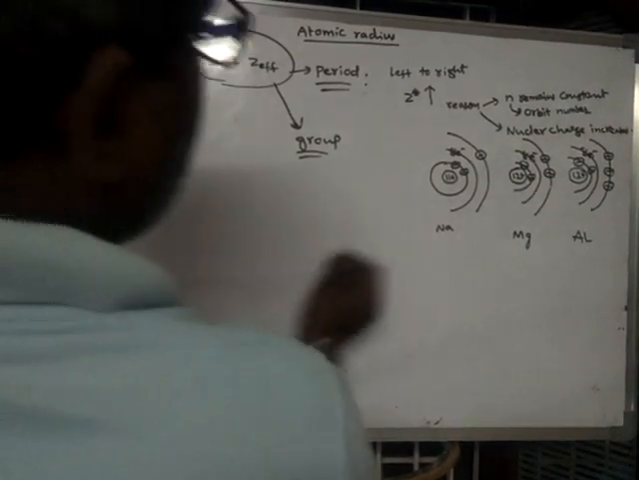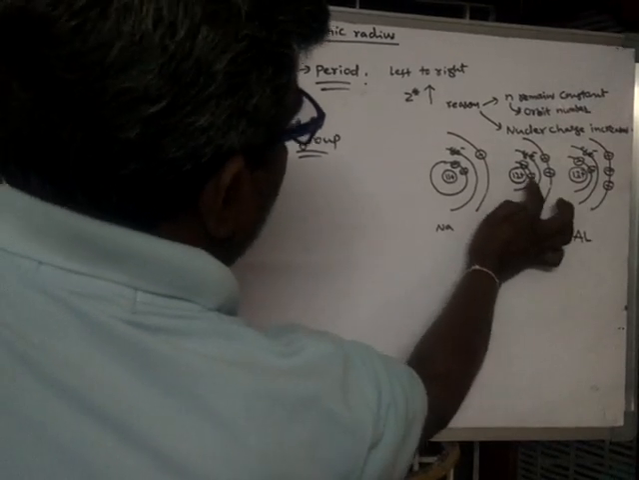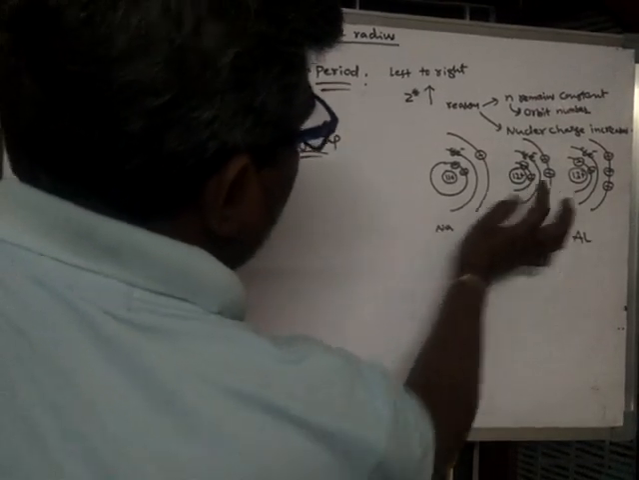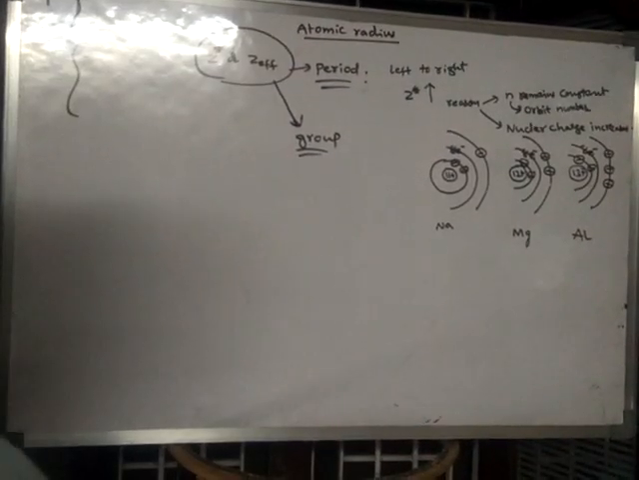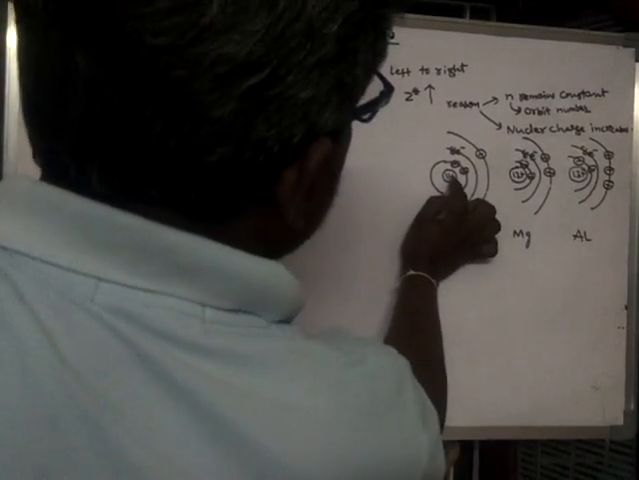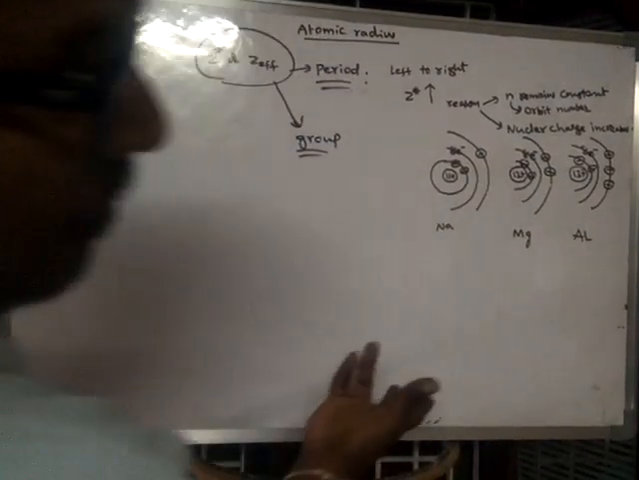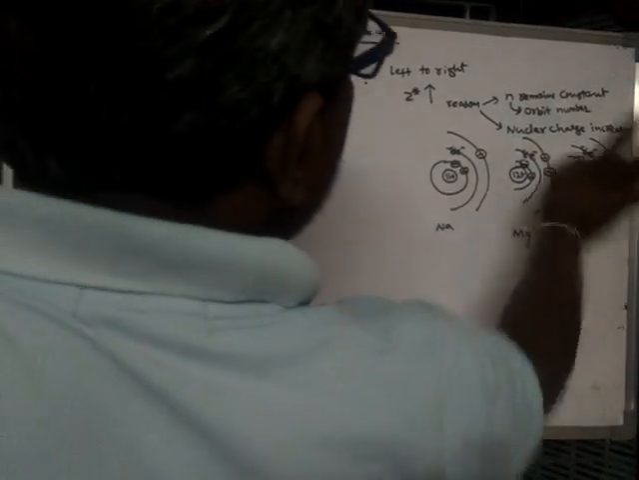Okay, that means the distance between the nucleus and the outermost orbit, this is the third orbit, is the outermost orbit. Here also the third orbit is the outermost orbit, and here also. When the third orbit is the outermost orbit in all the atoms, the distance between the nucleus and that orbit should be the same in all the atoms.